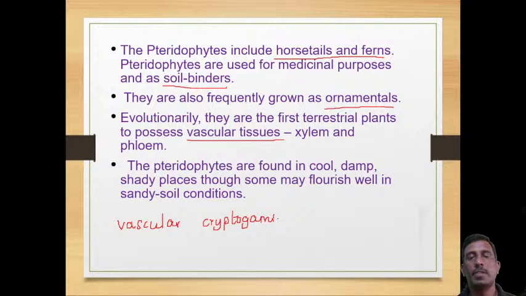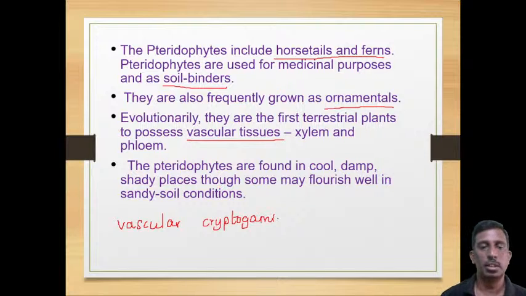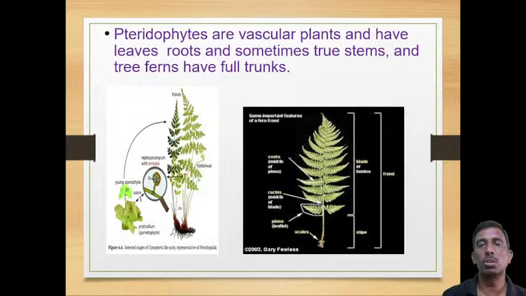And these pteridophytes are also found in cool, damp, shady places. Though they may flourish well in sandy soils, they are found in shady and damp places. Why? Because they also require water for fertilization. So pteridophytes are vascular plants. That's why they have true root, stem and leaf.